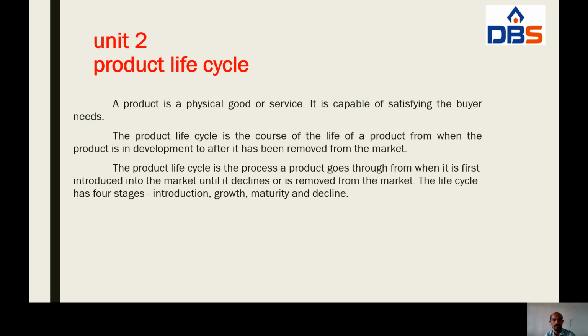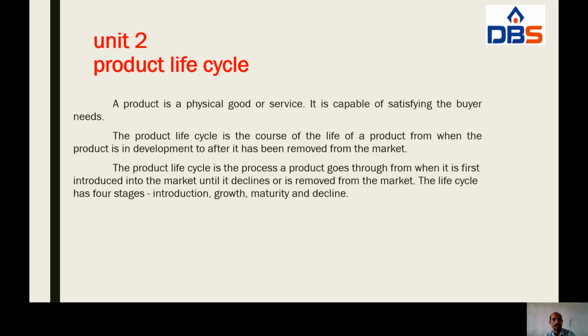What is a product? What is the meaning of product? A product is a physical good or service. It is capable of satisfying the buyer's needs. That is known as a product.